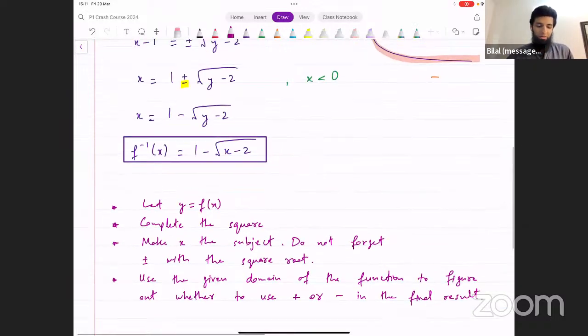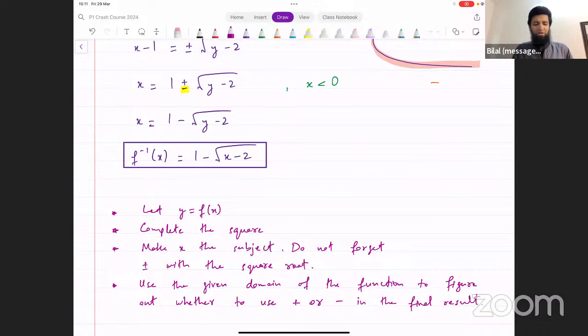This is important. The rest of the process is kind of straightforward. A lot of times students forget choosing between plus minus and they just put plus there, thinking it should always be positive. No, you have to put plus minus there and then decide which one of the two is going to be positive.